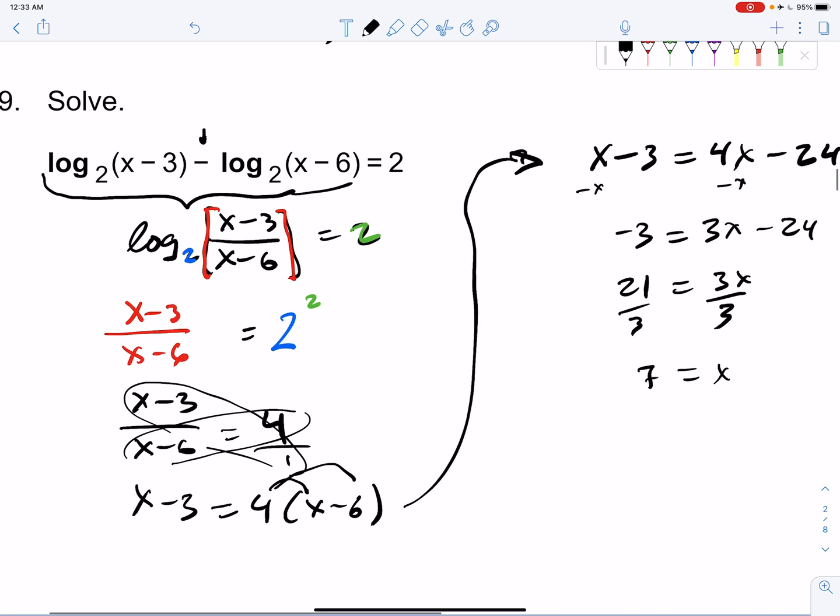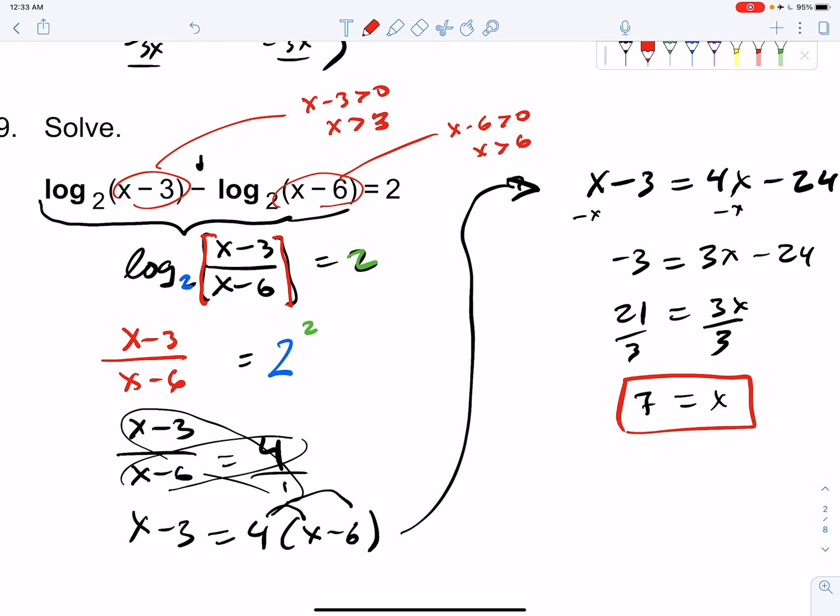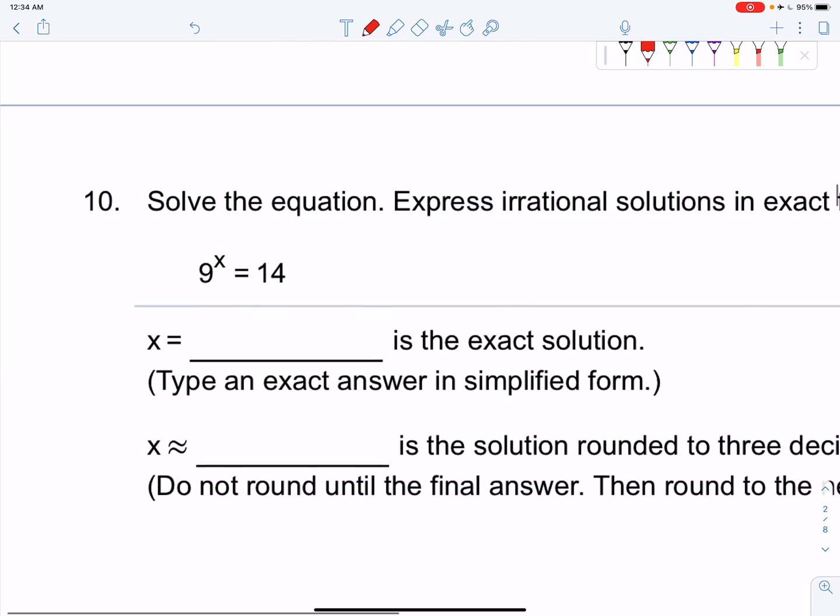Would be good to look at our domain to make sure this is not extraneous. And I take a look at this guy. x minus 3 is greater than 0, so x must be greater than 3. And 7 is good for that. And I take a look at this argument. x minus 6 must be greater than 0, so x must be greater than 6. And 7 does work for that as well, so we do have an answer. x equals 7. Moving on to number 10.